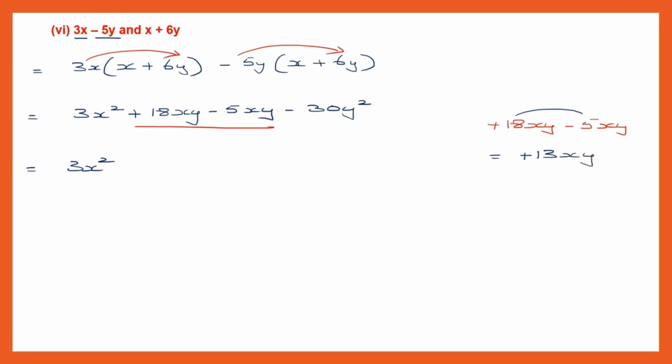Remember, this is not multiplication, so I've not multiplied the signs. This is simple addition. So plus and minus, I have plus, and then I have subtracted, I've got plus 13xy. Let's write that, plus 13xy, and we have minus 30y². So this is our final answer: 3x² plus 13xy minus 30y².